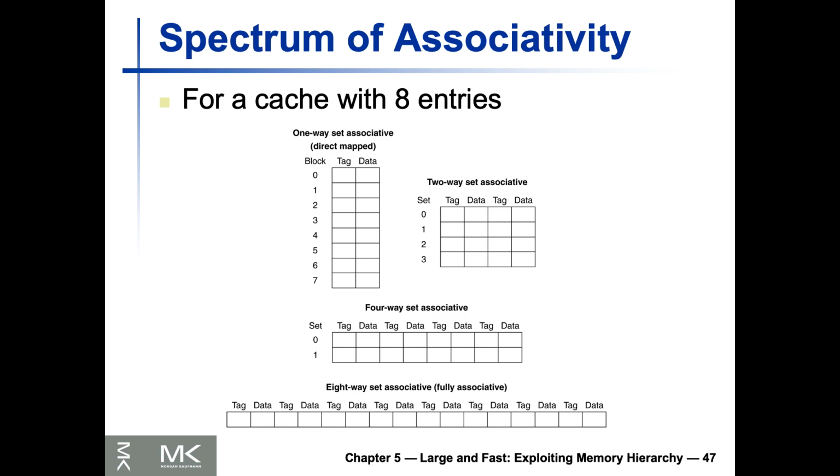So let's have an example with a cache with 8 entries, right? We have a one-way set associative. A one-way set associative has what? It's going to be a direct map, right? Because you have one way to set that cache. So this is exactly a direct map cache.